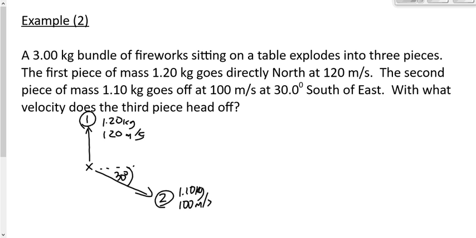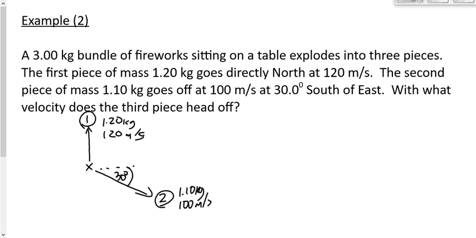Now, there is a third piece here. Firstly, what is the mass of the third piece? We're not told in this question directly, at least, what the mass of the third piece is, but we can figure that out. What is the mass of the third piece here? Logan? Good. 3 minus 1.2 minus 1.1, so that would be 0.70 kilograms. Mass of the third piece, 0.70 kilograms.